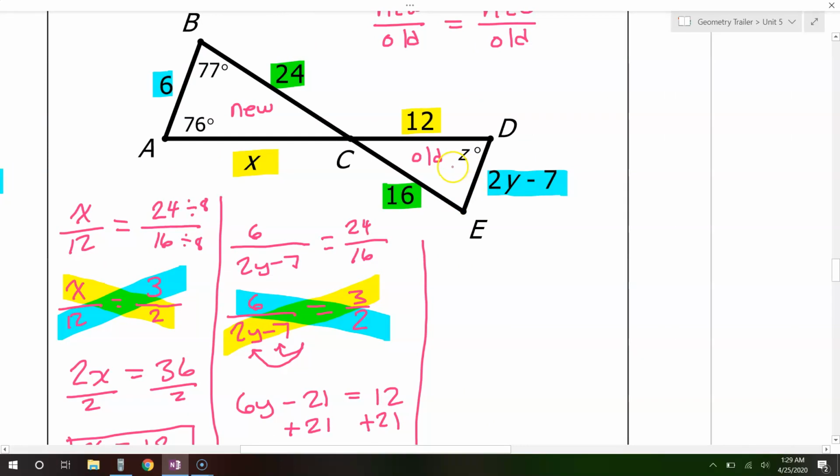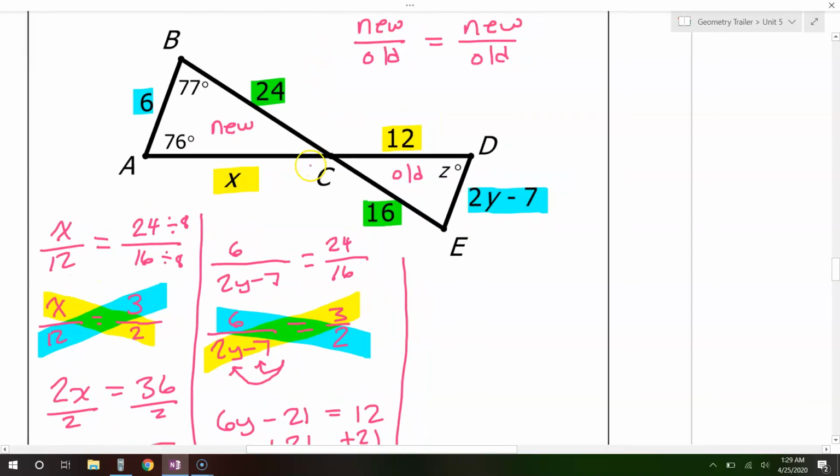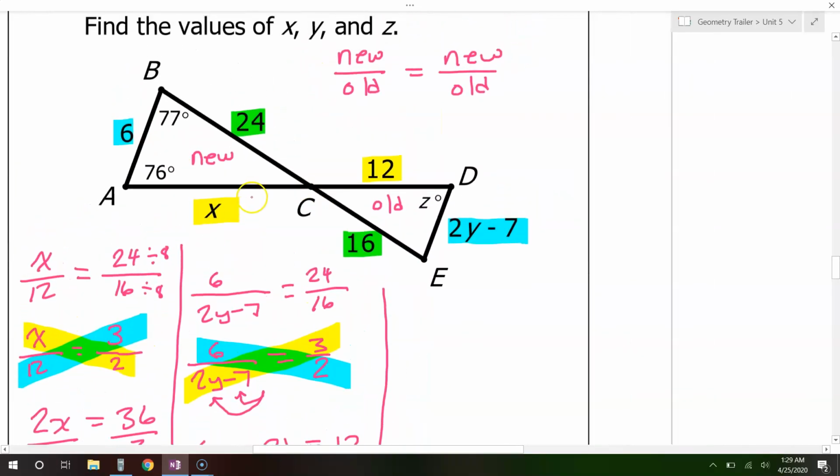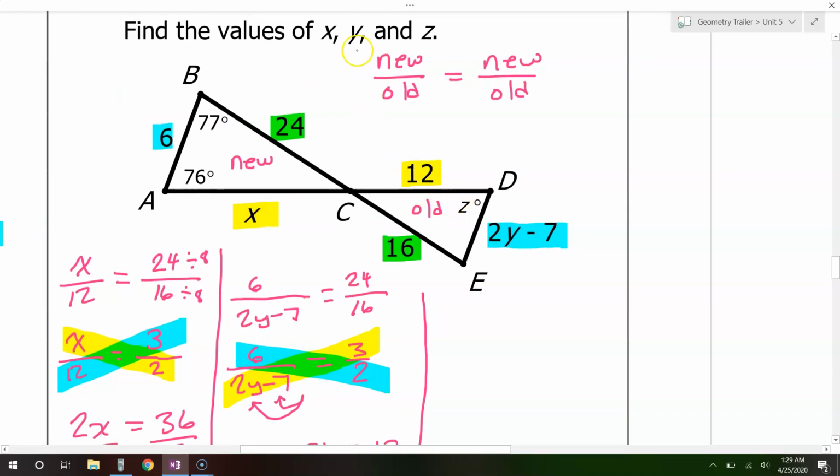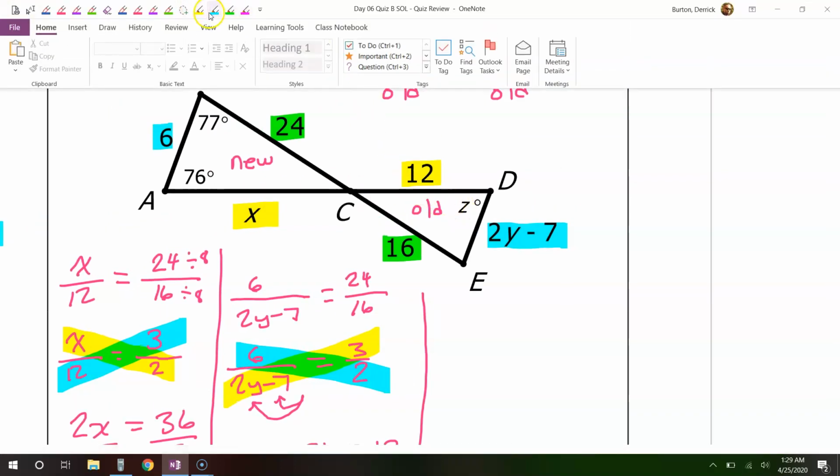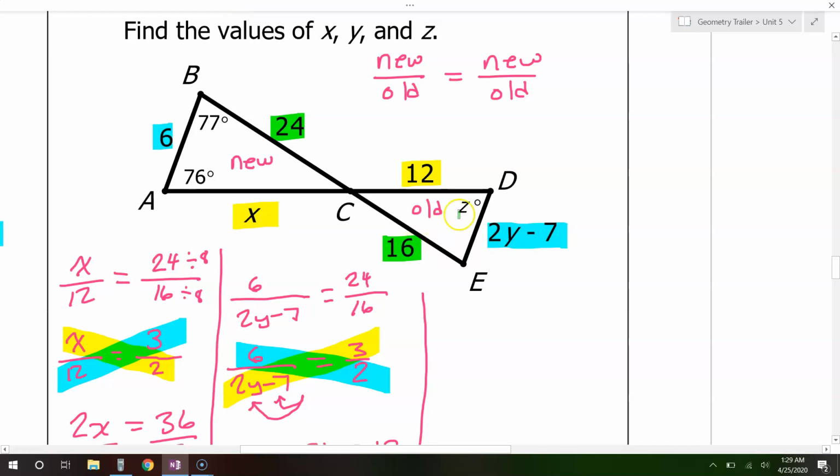We need to find z now. We need to be careful. What angle does z correspond to? Now, I could use the colors that I've already been doing. See how the z is across from the 16? So I could color the z green. So, see how the 76 is across from the 24? So the 76 would be green. So that means that the z corresponds with the 76.